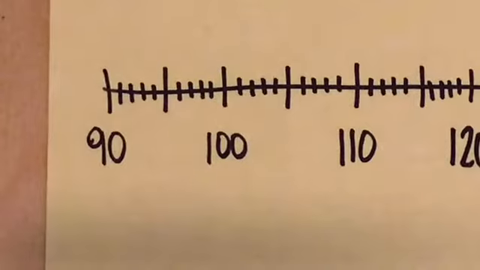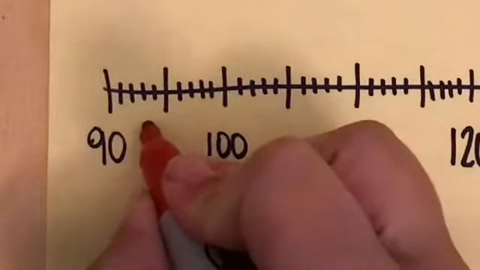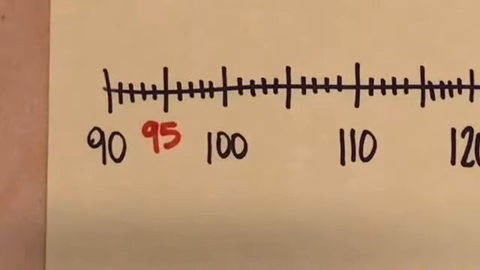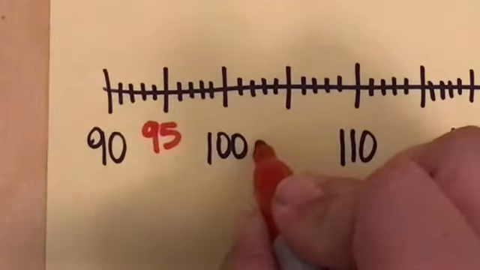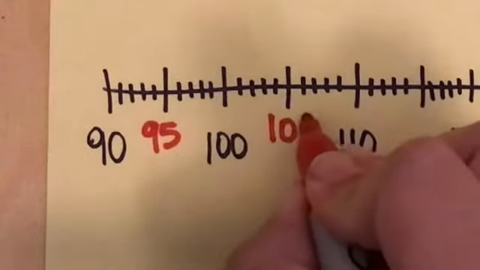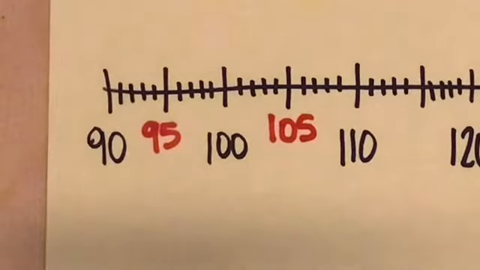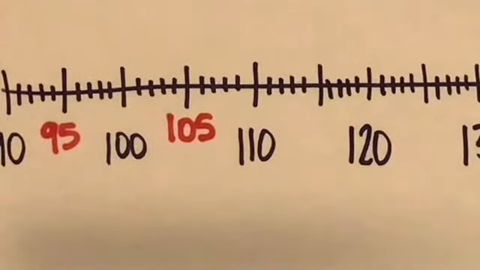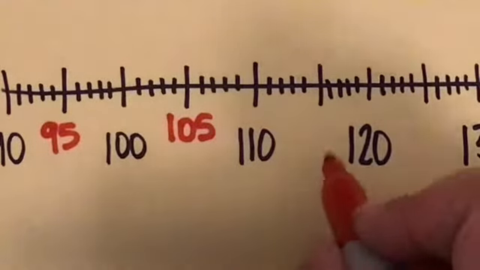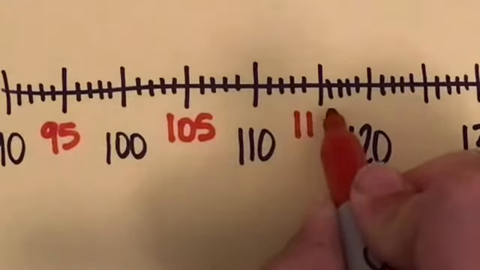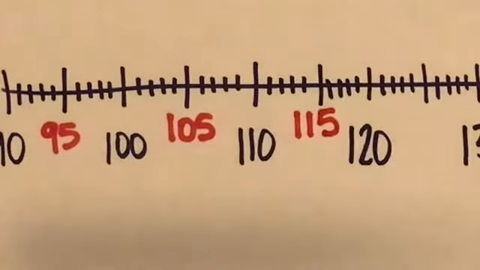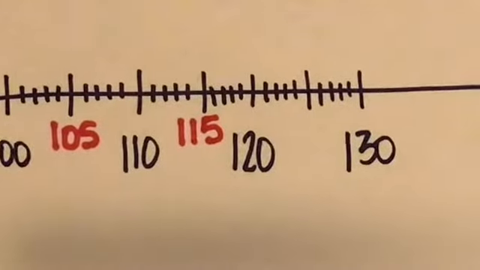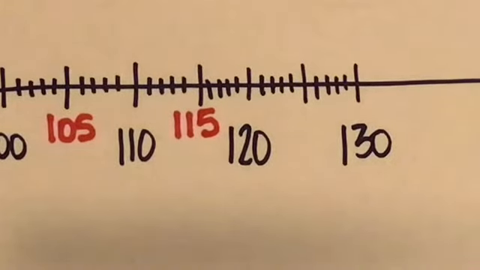Okay, let's look between 90 and 100. Write the halfway. You should have put 95. What's between 100 and 110? You should have put 105. What's halfway between 110 and 120? You should have put 115. Let's end our last one going between 120 and 130.